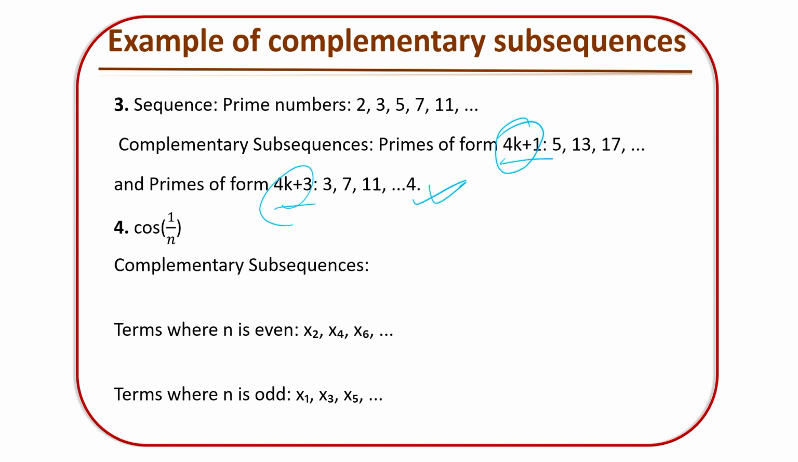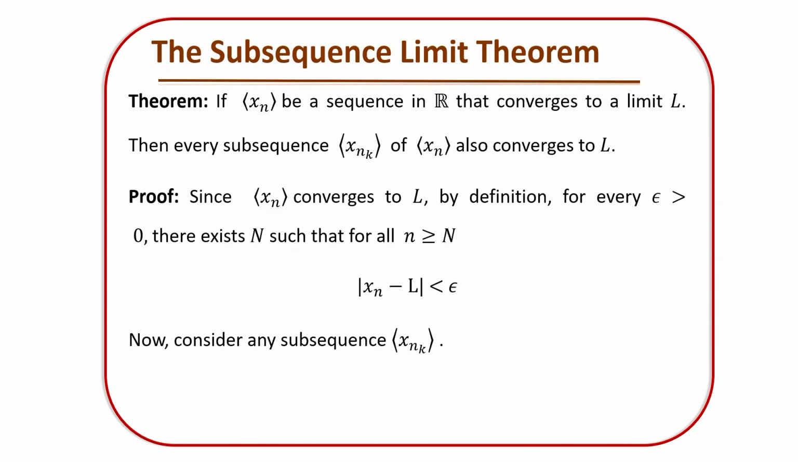Similarly, consider a sequence cos 1 by n. Then consider complementary sequences such as those whose term n is even and whose term n is odd. So odd index and even index terms make the whole complementary subsequences and make the whole sequence cos 1 by n. So now we have come to the position where we have to define a very particular theorem.